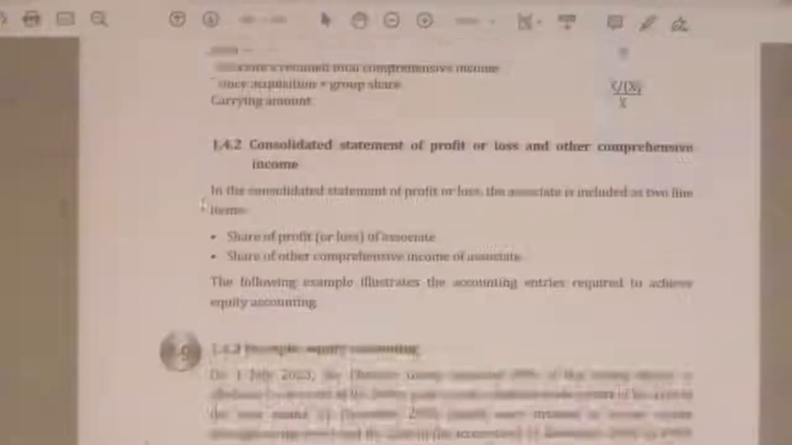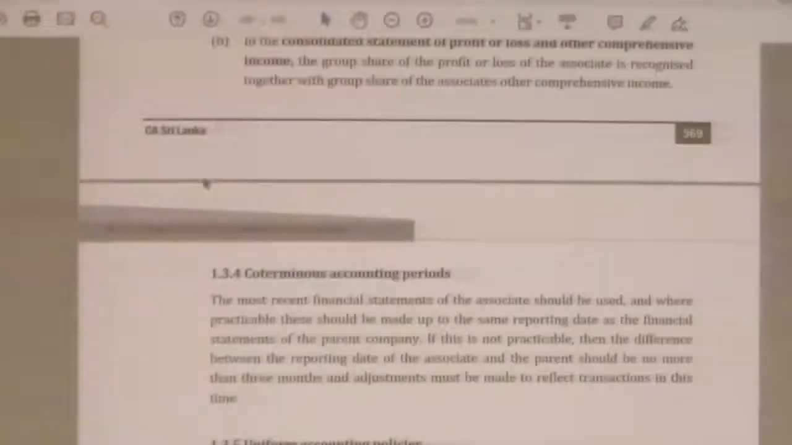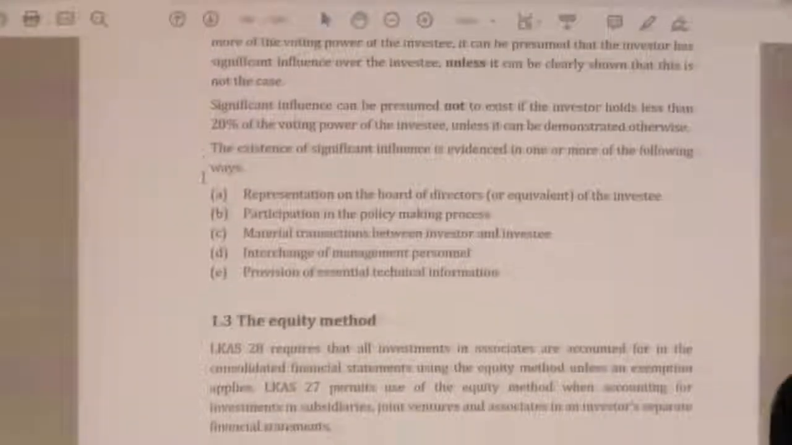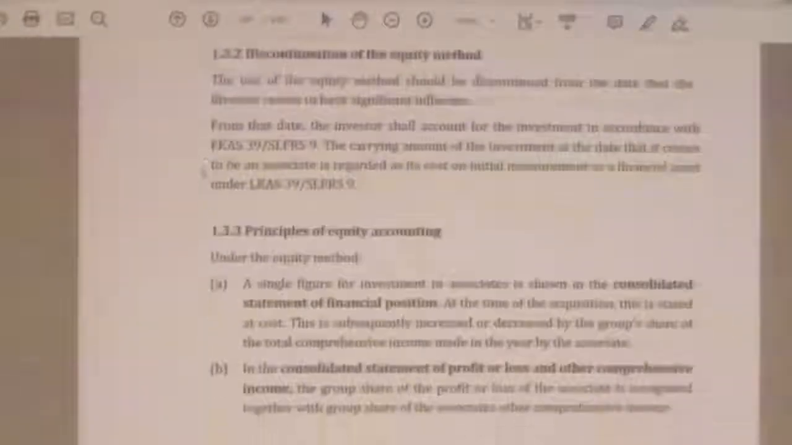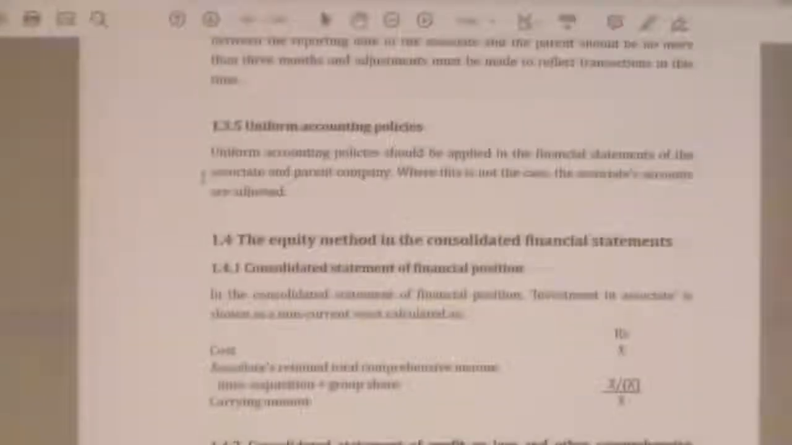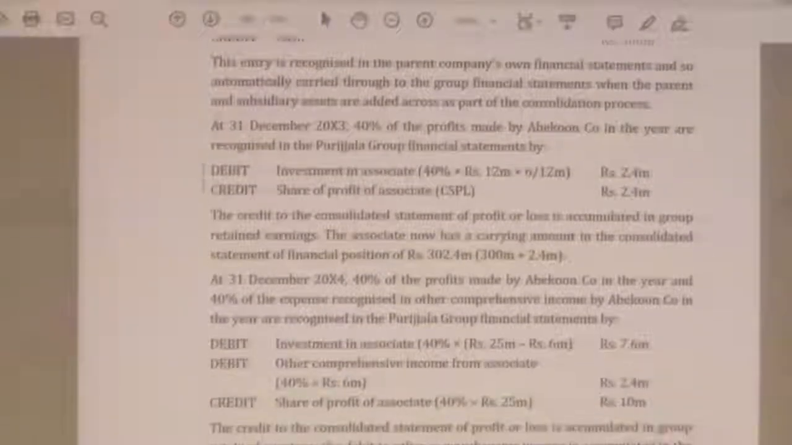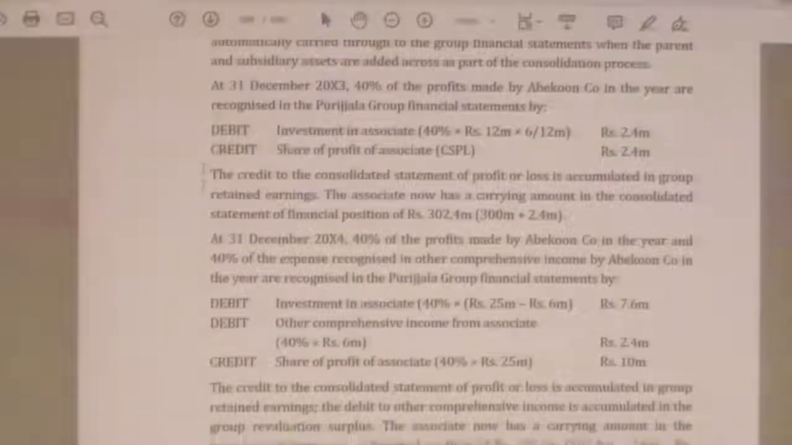Look at this. The equity method, right? Under the equity method there is a calculation. So I will show that calculation finally. So based on that you can, right. Look at this, read this question.